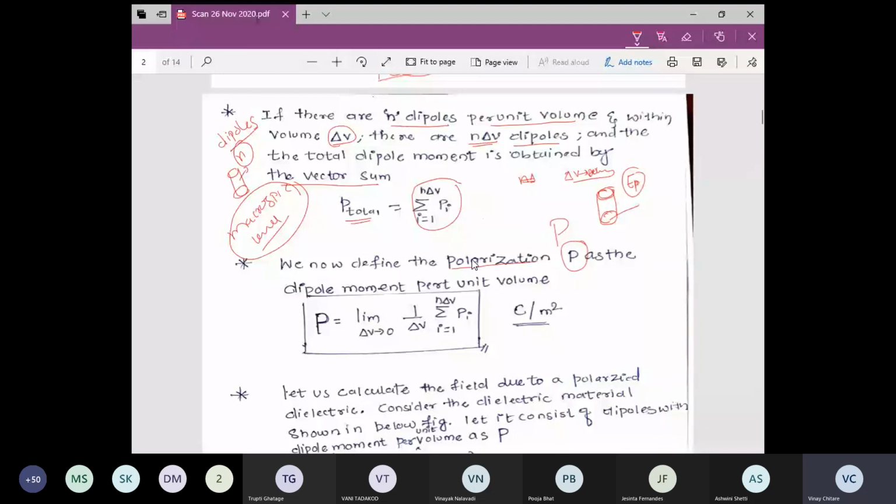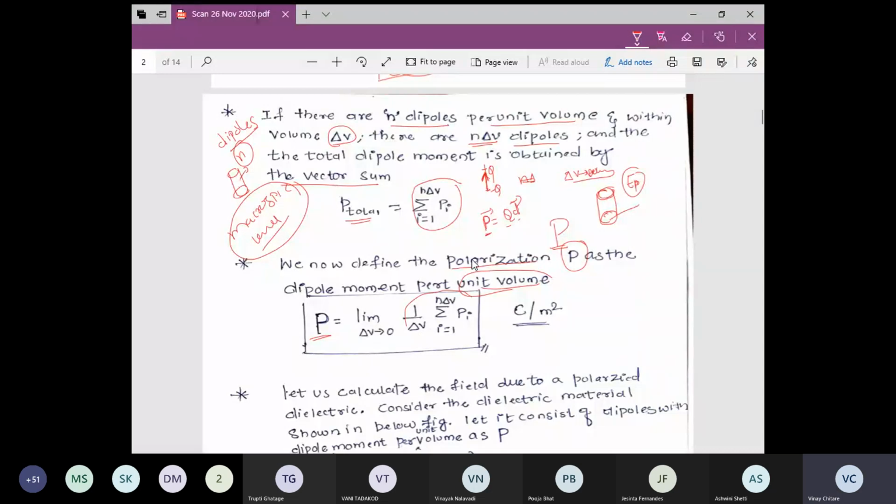If you remember, the dipole moment is represented by a small p, which is Q times D. If you have a positive charge and a negative charge, D is a vector from the negative charge to the positive charge. This is plus Q and this is minus Q, so p is Q times D. Whereas we define polarization, capital P, as the dipole moment per unit volume.